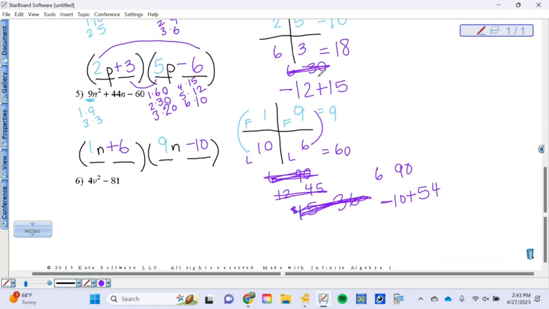T-chart. It's like diagonal. Yes. Yes. Okay. Yeah. Okay. That's good. Okay, and then we have one more to do.